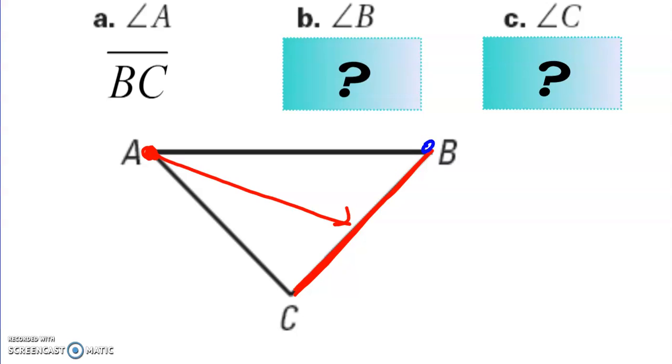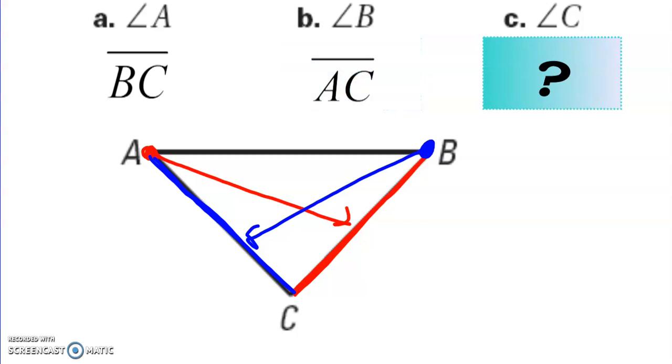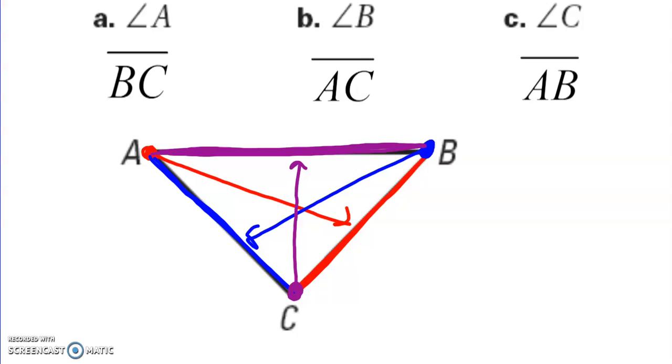If we look at angle B, the side that's opposite of angle B is segment AC or segment CA. And then if we look at angle C, the side across from angle C, or opposite, across from and opposite mean the same thing. So the side that's opposite of angle C is segment AB or segment BA. Doesn't matter which one you call it.